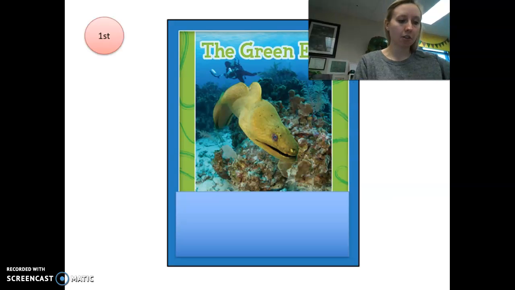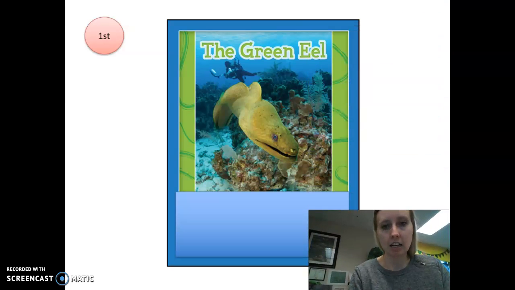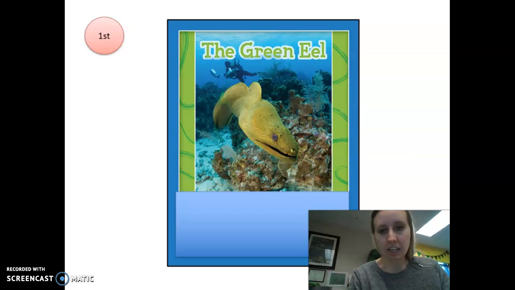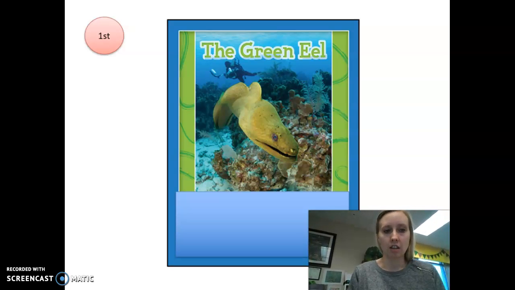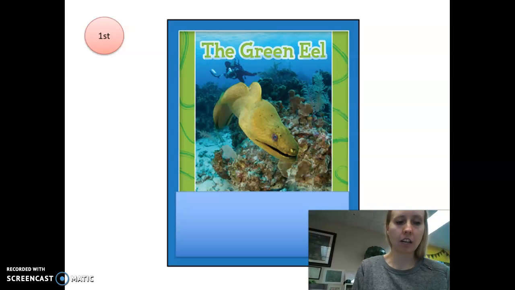Okay, here is our story for today. It says, The Green Eel. So do you think this is fiction or nonfiction? If you said nonfiction, you're right. And what tells us it's nonfiction are the pictures, because they're real. So let's look at our story.